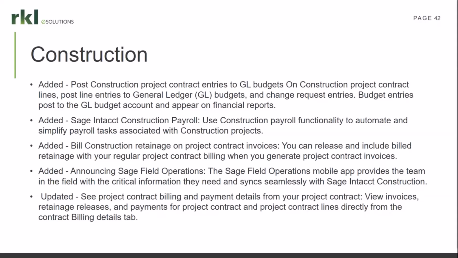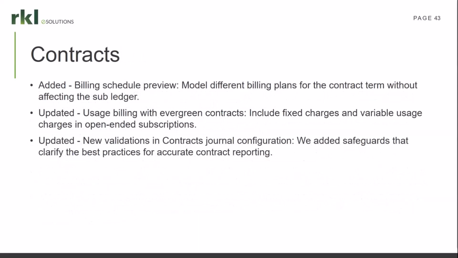They've updated project construction billing and payment details from your project contract: view invoices, retainage releases, and payments, and project contract lines directly from the contract billing tables tab, details tab. For those of you with the contracts module, they've added billing schedule previews. They've updated the usage billing with evergreen contracts. And they've updated the validations in contract journal configurations to add safeguards that clarify the best practices for accurate contract reporting.